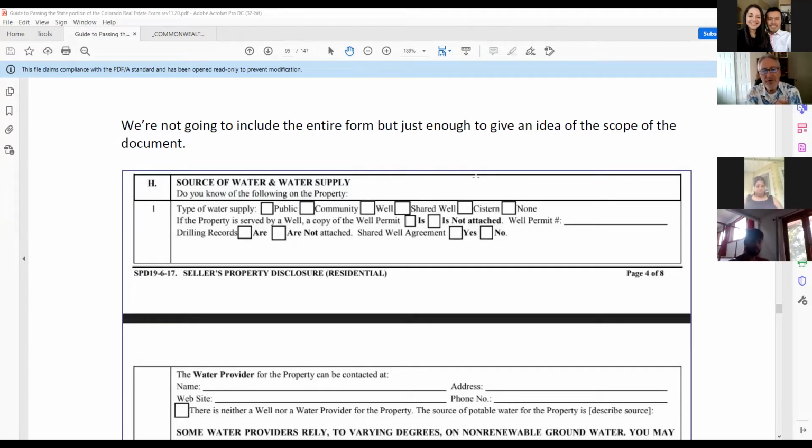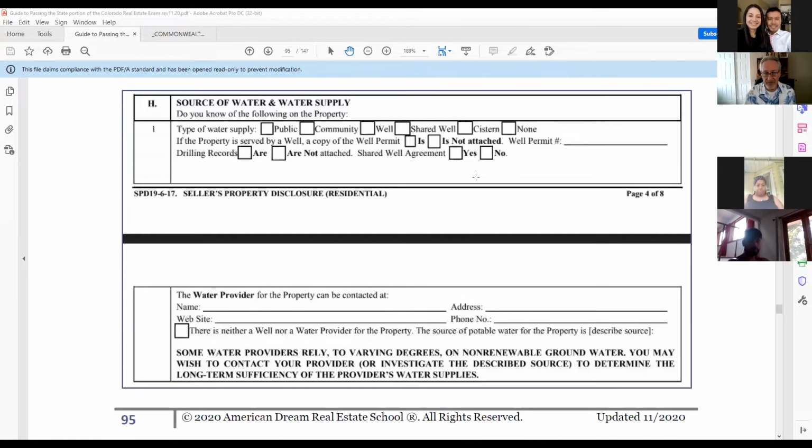They include the source of water supply in the seller's property disclosure form. So if the seller completely fills this form out, then the source of water requirement for compliance is satisfied. It must be completely filled out, though. So whatever boxes apply must be checked.